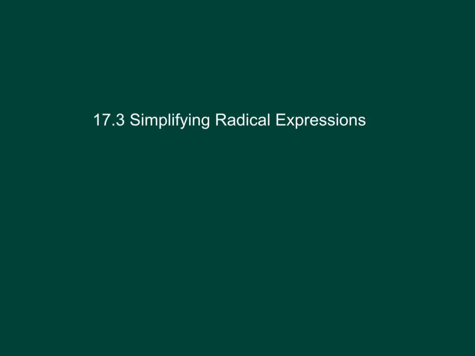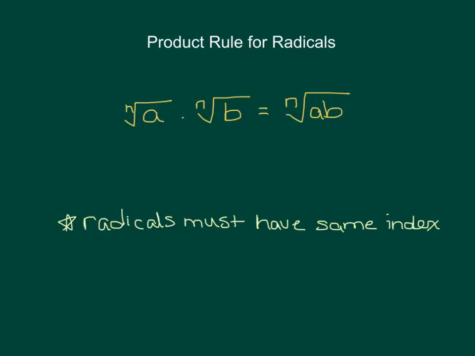17.3 Simplifying Radical Expressions. The product rule for radicals states that the nth root of a times the nth root of b is equal to the nth root of a times b. So, in other words, if your radicals have the same index, then you can just multiply the numbers or the expressions under the radical.